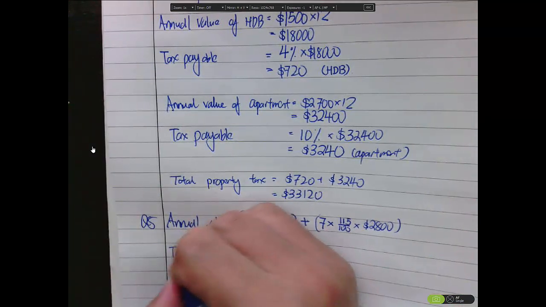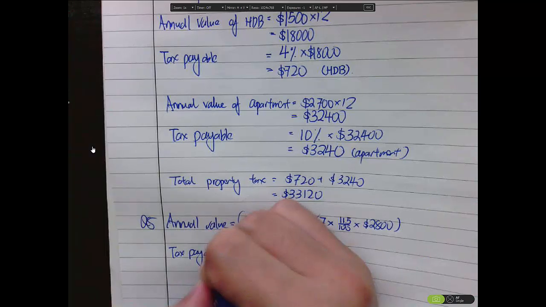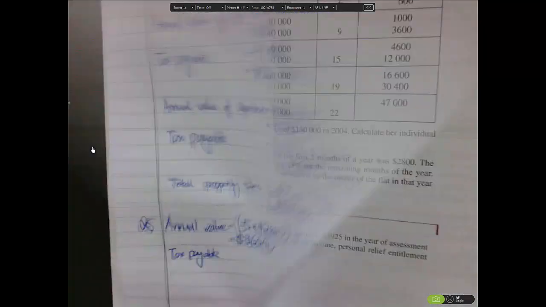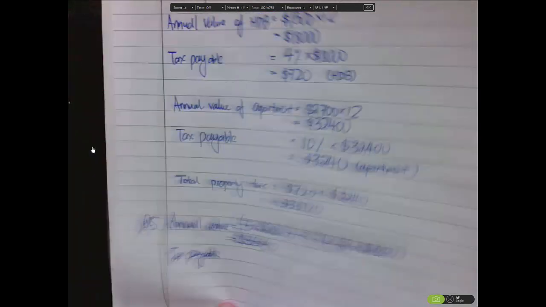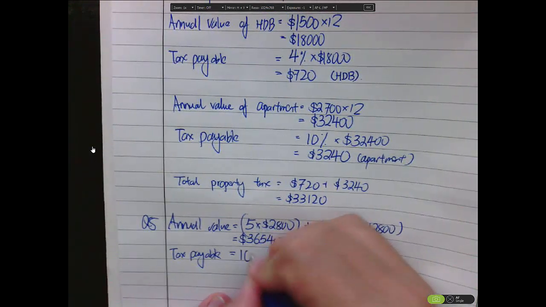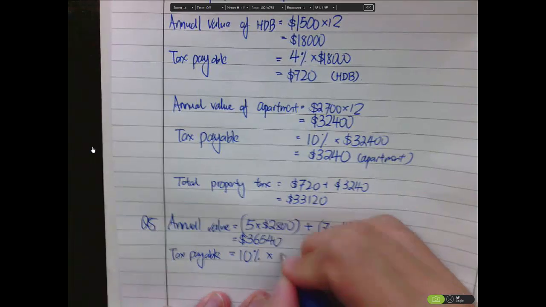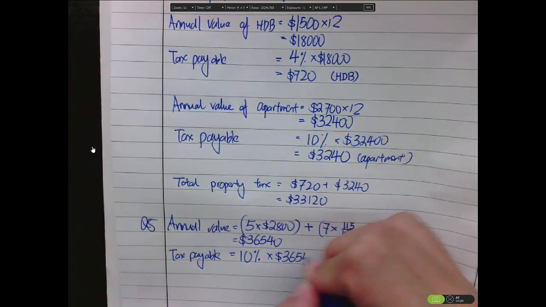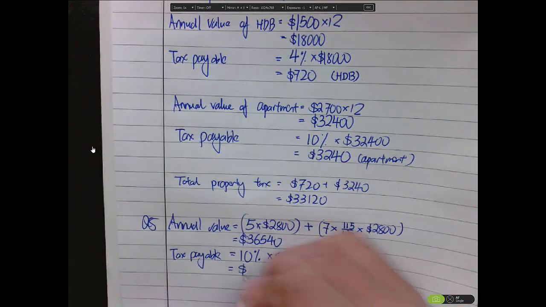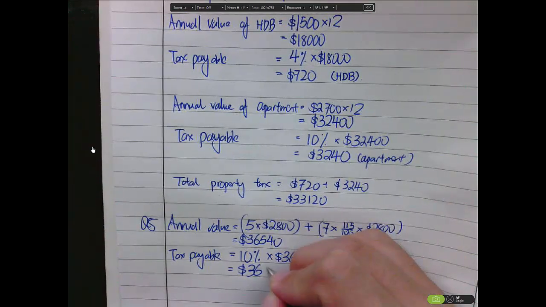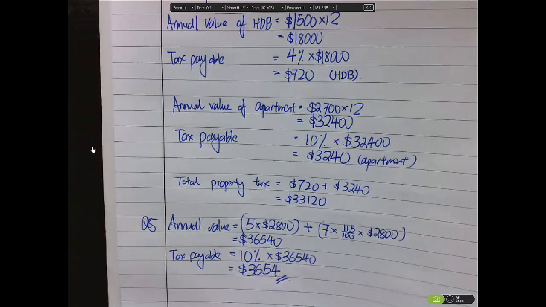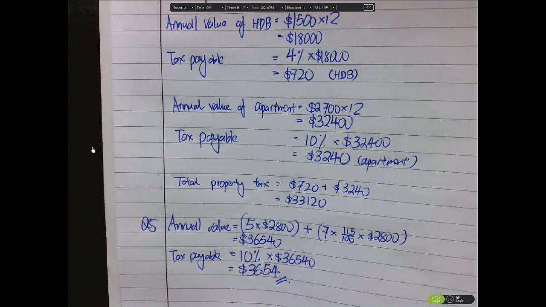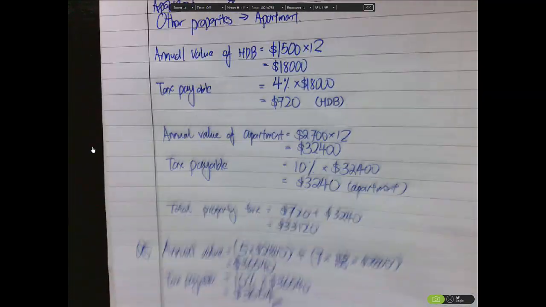So therefore, the tax payable. Notice in this case, the question tells us that the property tax rate was 10%. So it's equal to 10% of $36,540. Again, a very simple calculation. The tax payable on this flat was $3,654. And that concludes question 8, and it concludes taxation. Thank you for watching.